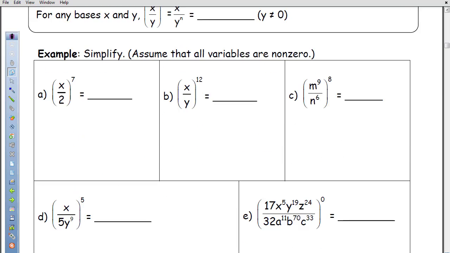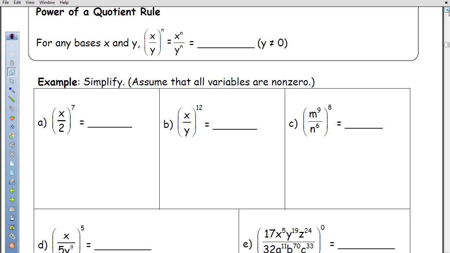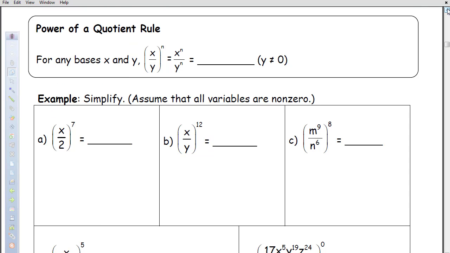Okay, we've got the power of a quotient rule. So we've got x over y raised to the nth power. And the rule says we can distribute n to the numerator and denominator. Just like we were able to distribute it to each factor in a product, we can do it to the numerator and denominator for a quotient. So for any bases x and y, x over y to the n is equal to x to the n over y to the n. And that's it. We're just going to leave it at that for now.